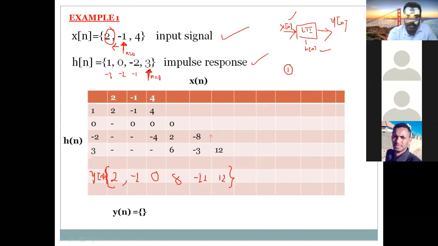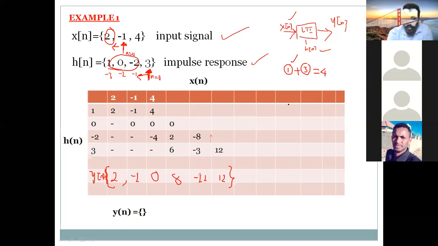For our impulse response, how many samples before the arrow, to the left of the arrow? There are 3 samples. So plus 3. 1 for input, to the left of the arrow we have 1 sample. For impulse response, to the left of the arrow, we have 3 samples. We add 1 plus 3. How many? 4.